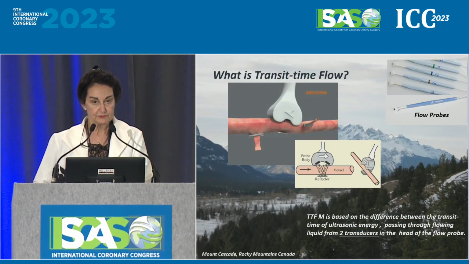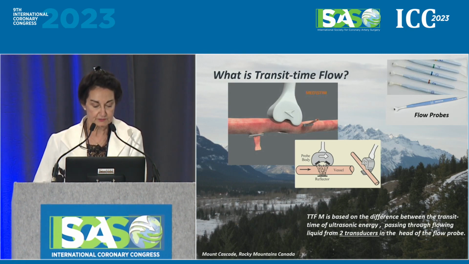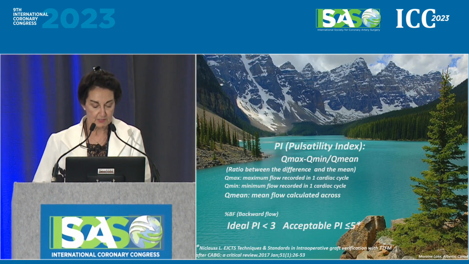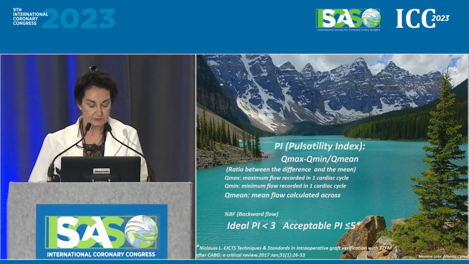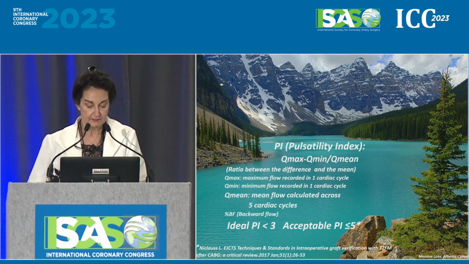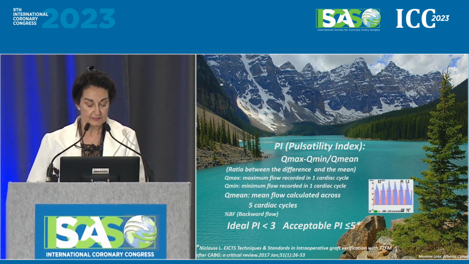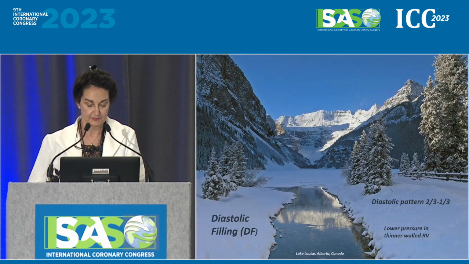That little probe you hold in your hands is very, very special. It has two tiny transducers that measure that flow. Pulsatility index is a measure of the resistance, and I just want to make one thing clear: the calculation takes 5 cardiac cycles, and it takes that long to see that horizontal line come through. Acceptable is less than 3 and less than 5.